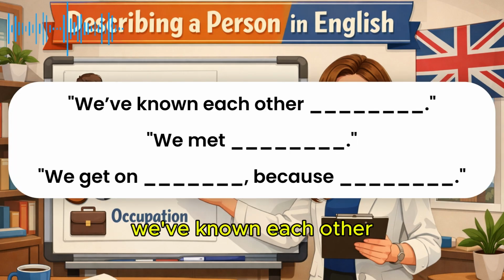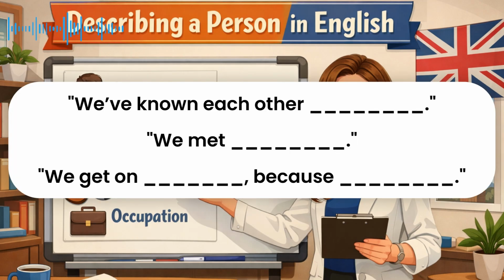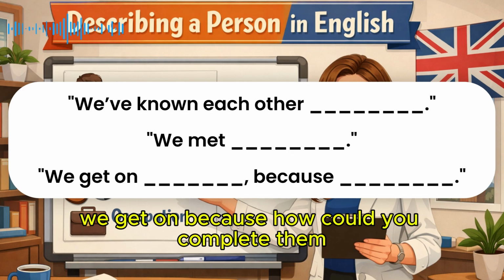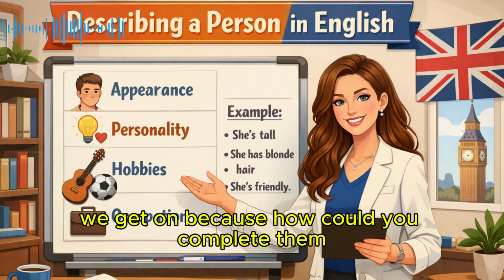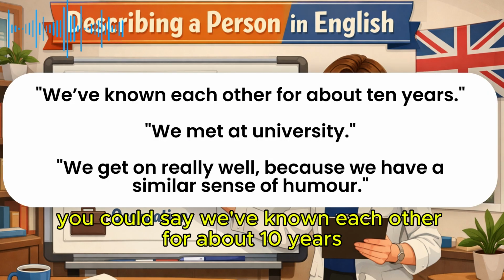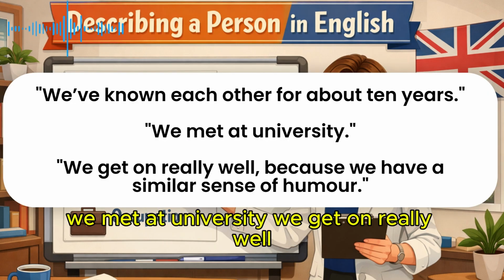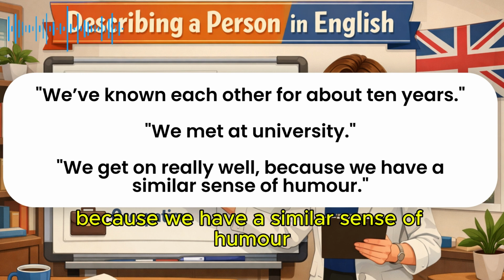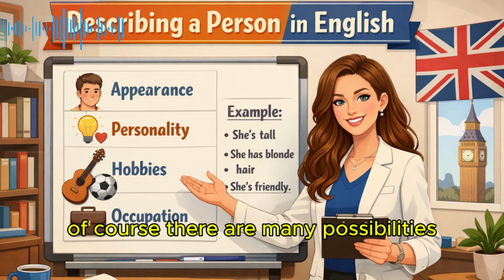We've known each other... We met... We get on, because... How could you complete them? You could say, we've known each other for about 10 years. We met at university. We get on really well, because we have a similar sense of humor. Of course, there are many possibilities.